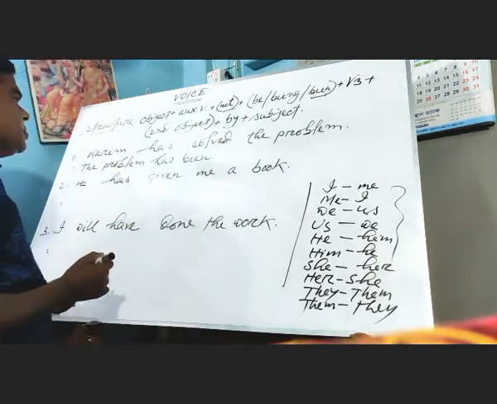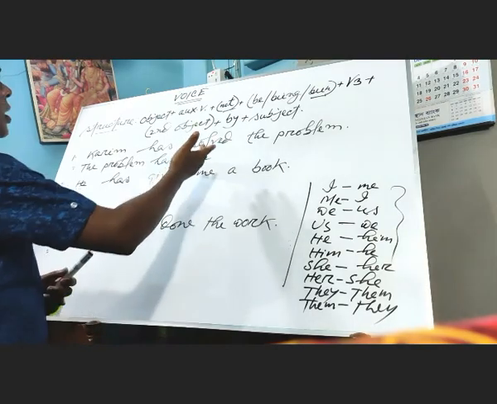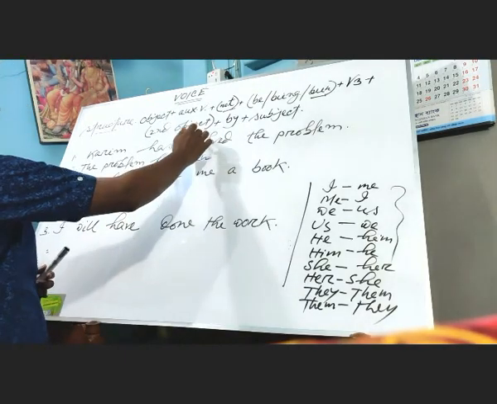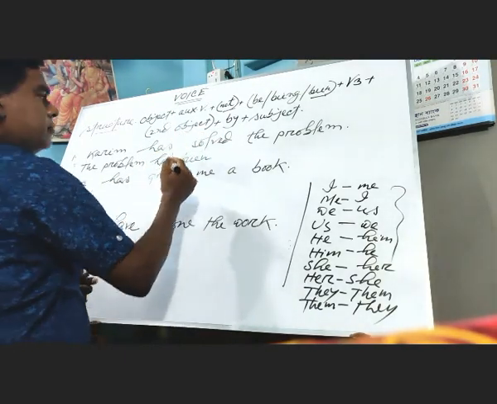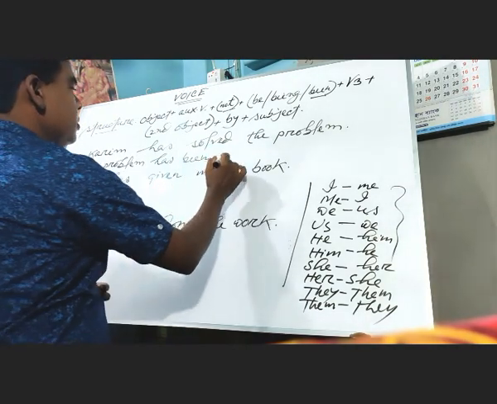Been. Okay, boys. The problem has been. Then B3. That means past participle form. What is the verb? Solve. This is the past participle form. Solve, solved, and solved.